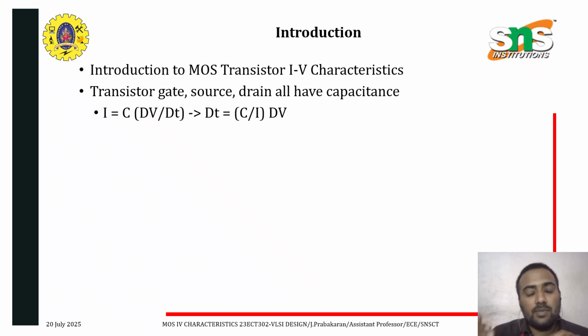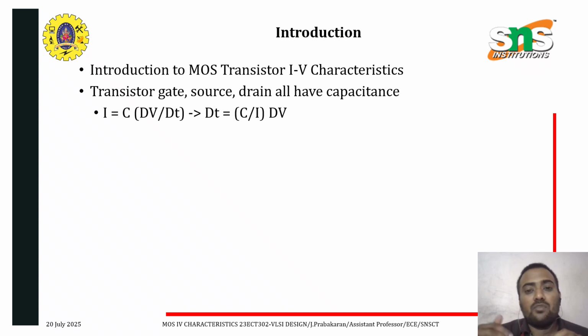MOSFET has four terminals. The first one is gate, then drain, source, and body. Okay, there are two types of MOSFET. The first one is N channel MOSFET, which is called NMOS, and P channel MOSFET, which is also called PMOS. There are three types of operating region: cutoff region, saturation region, and linear region.